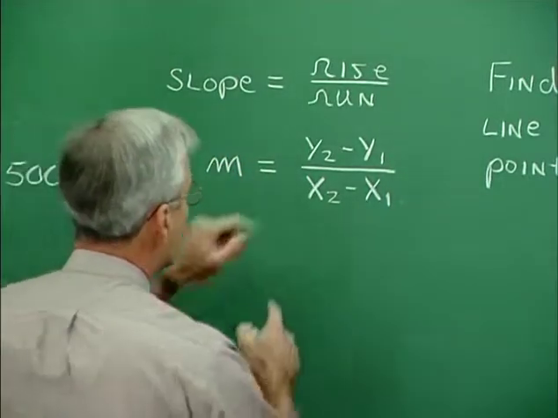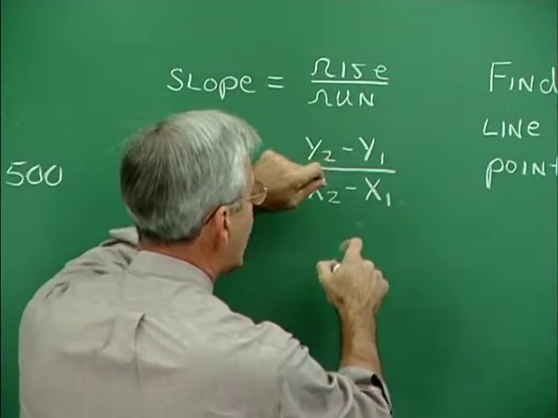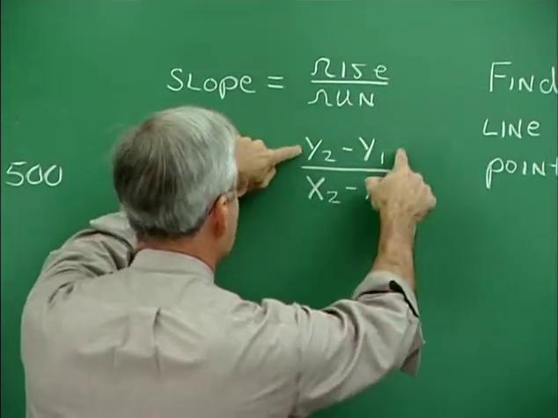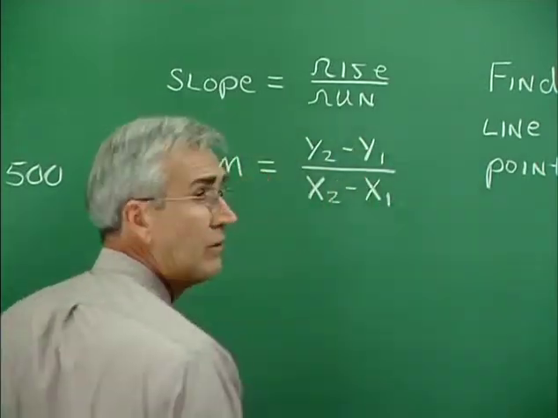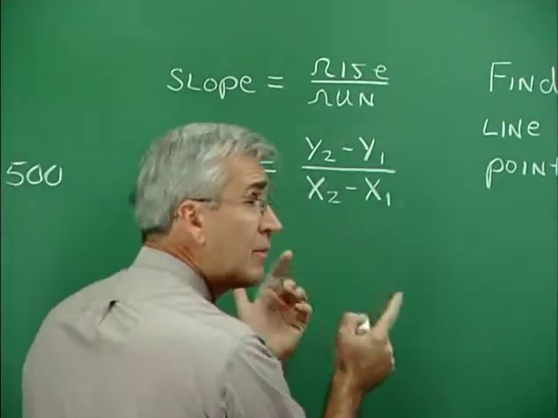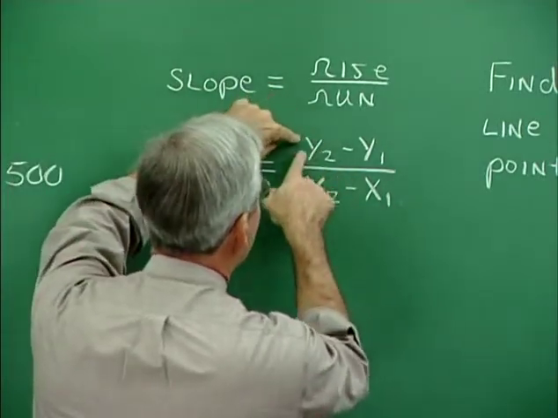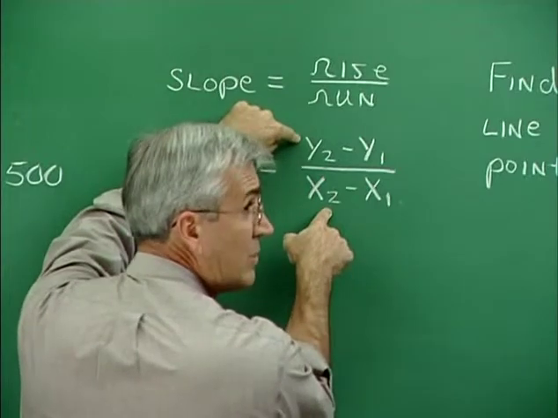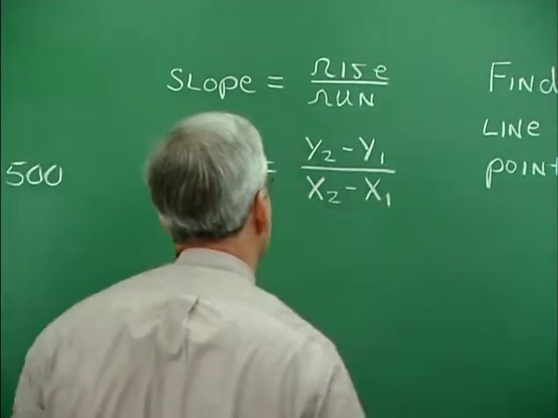And there's nothing magical about the 2 appearing first and the 1 second. We could have y1 minus y2 over x1 minus x2. What you don't want to do is jumble these up. If the 2 is here, then the 2 has to be here. 1 here, 1 here. Okay, that's the idea.